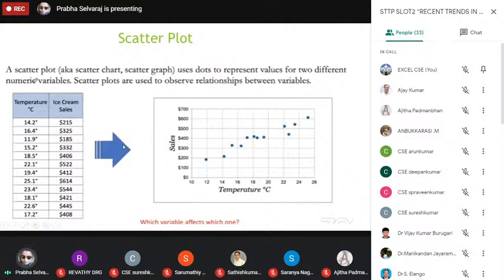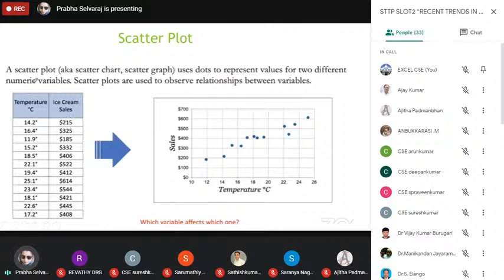So that means here your temperature is the independent variable, and your ice cream sales depends on the temperature. That means ice cream sales is the dependent variable. Now I will find out the sales of the ice cream depending on the temperature. So my x value will be temperature and your y value will be the ice cream sales.